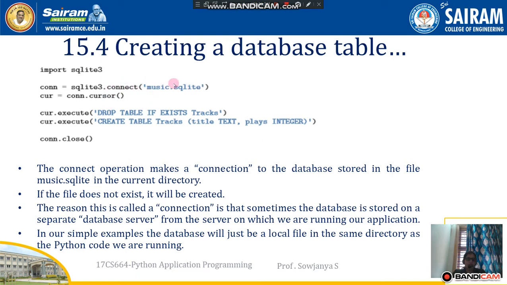Okay, we are connecting to this particular database, music.sqlite, and then dropping the table Tracks if it exists. It will check whether Tracks exists in music.sqlite, and then create the table. Make sure you are importing sqlite3, which is already present in the Python library. This is how we make a connection to the database stored in the file, and if the file does not exist, it will be created.